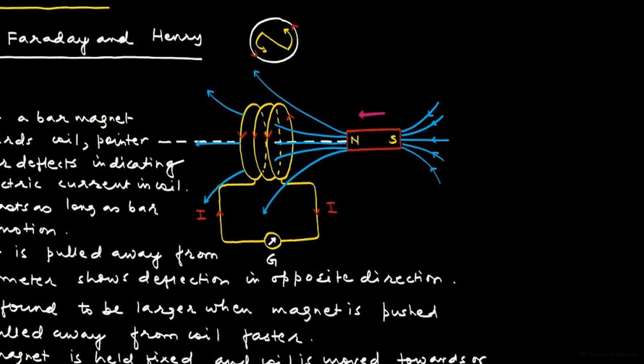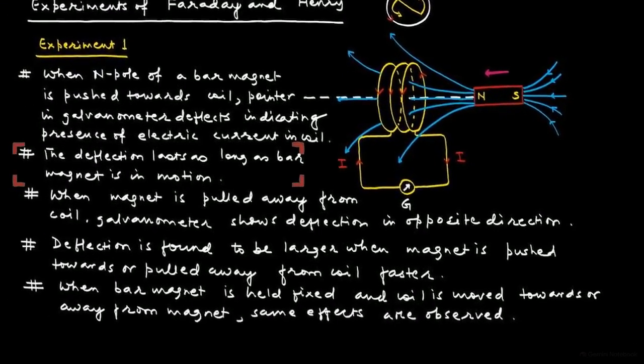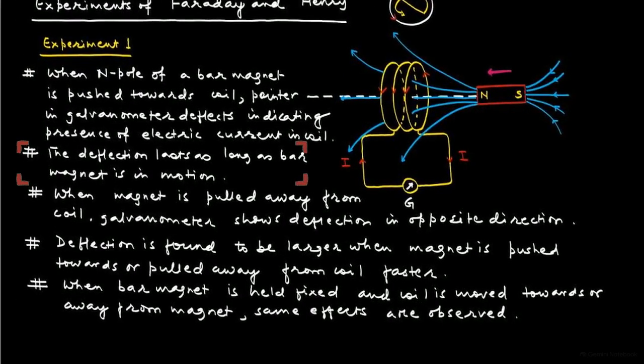The first critical observation occurs when the north pole of the magnet is physically pushed toward the face of the coil. The galvanometer needle deflects immediately. This proves the momentary presence of an electric current running through the wire. But this phenomenon operates under a strict temporal constraint. The current ceases the moment the magnet stops moving.